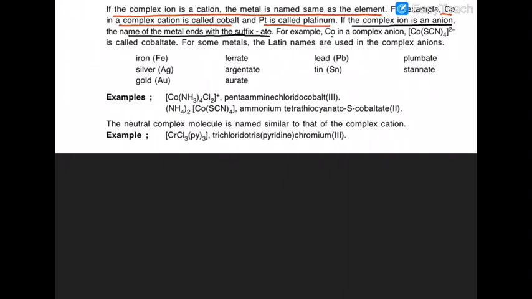For example, now cobalt is not cobalt, cobalt now will be cobaltate. The e is replaced by ate. These are Latin words. Iron should be ferrate. Silver, argentate. Gold, aurate. Lead, plumbate. Tin, stannate. Nickel, nickelate. Are you getting that or not? So chromium will be chromate.